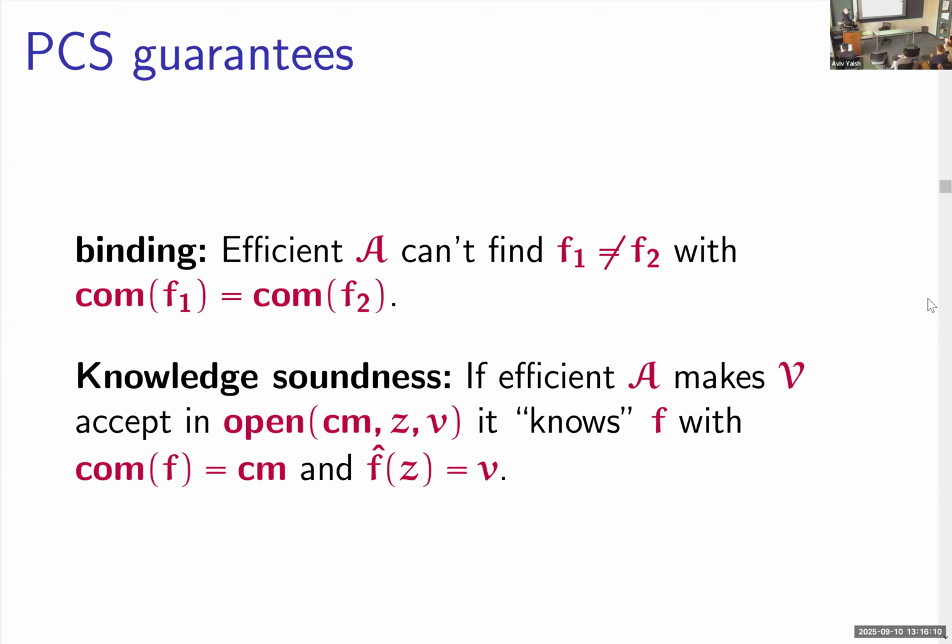Now, naturally, in practice, we don't run open as an interactive protocol. We use Fiat-Shamir to just make it a non-interactive proof of F of Z equals V. And again, what is desirable is that the transcript of the protocol, or the opening proof, is much smaller than the size of the polynomial.